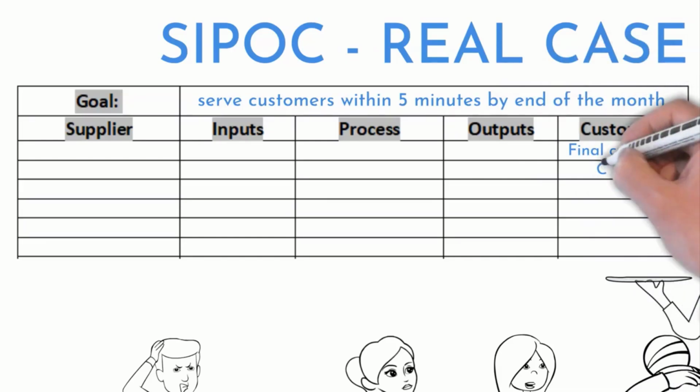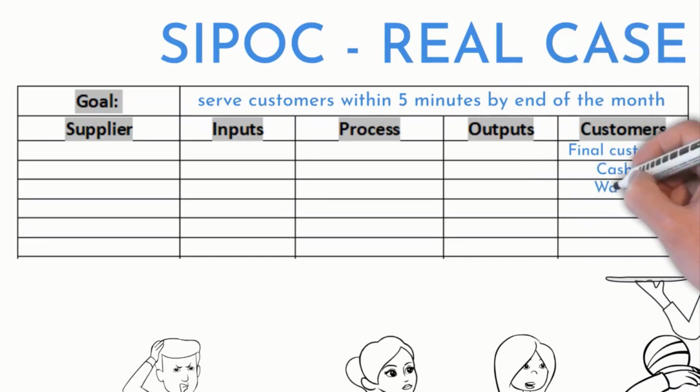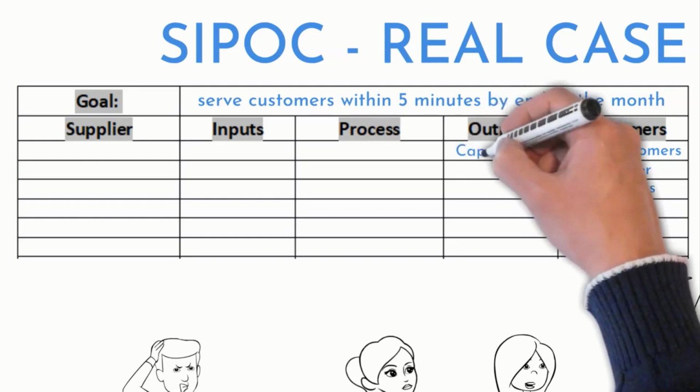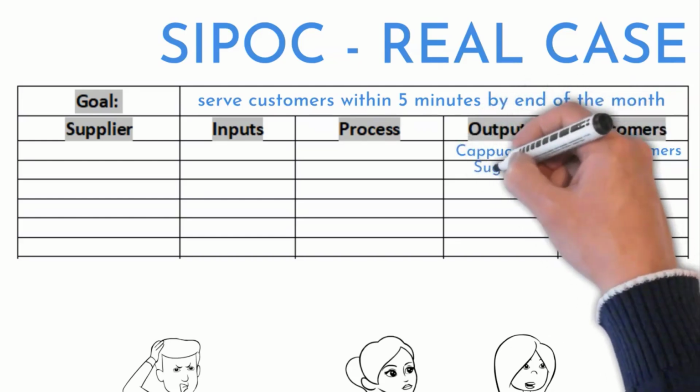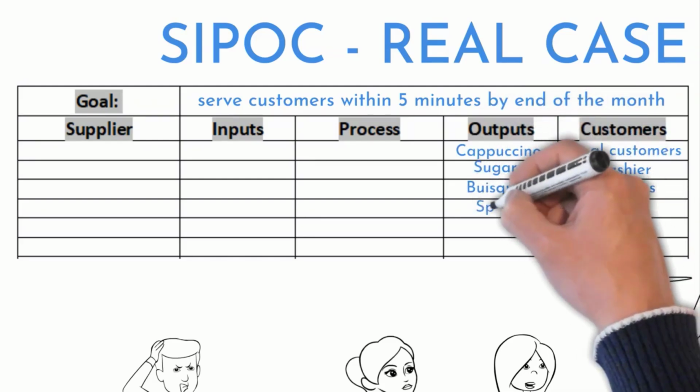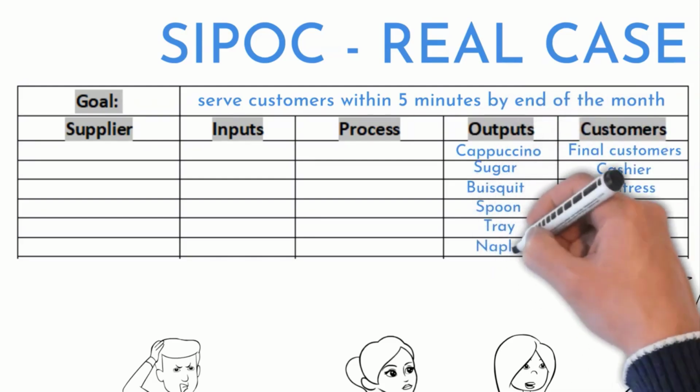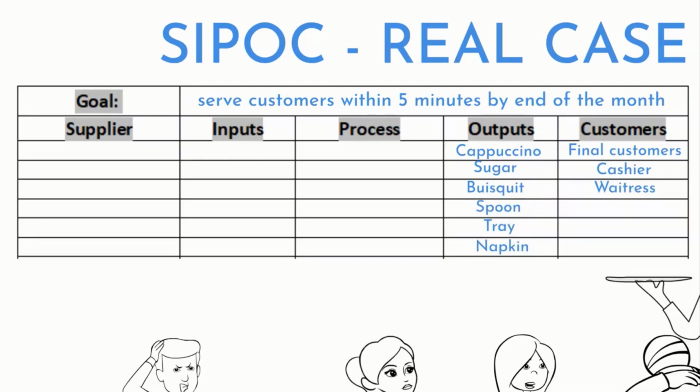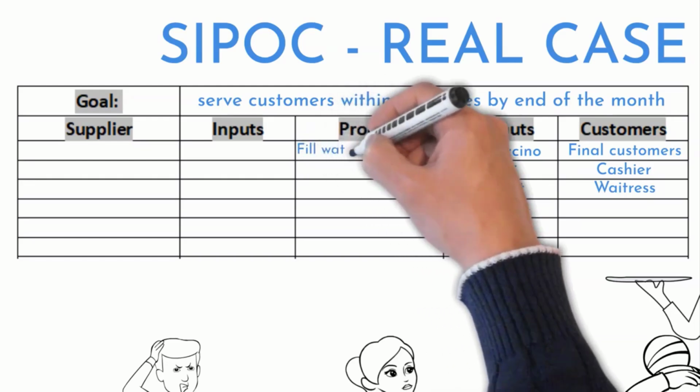Customers can be: final customers, cashier, waitress. The waitress is a customer, because she takes coffee to the final customer. The cashier is listed here, because he needs to know that the order is finished. Outputs customers are expecting: cappuccino, sugar, biscuit, spoon, tray, napkin. Cappuccino, sugar and biscuit are served by the coffee machine operation, the rest is done by the waitress.